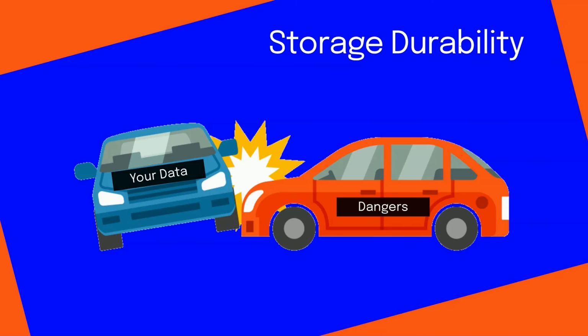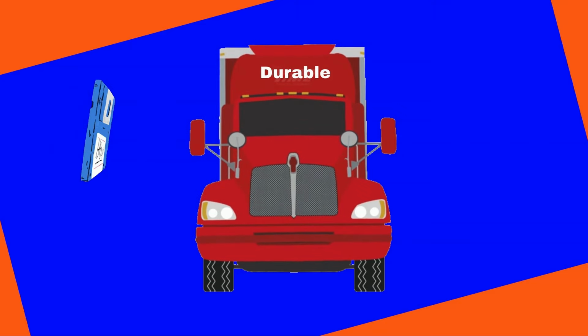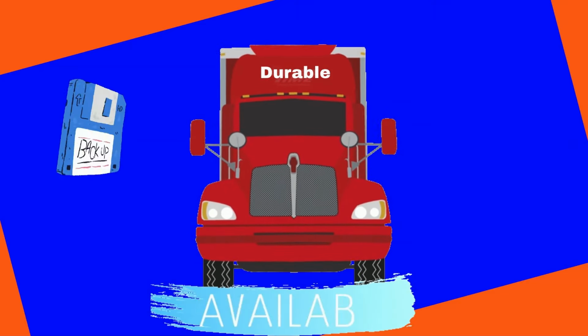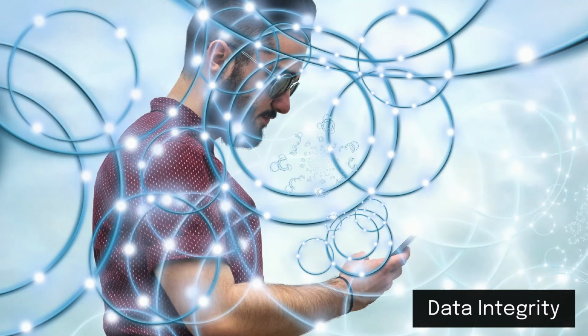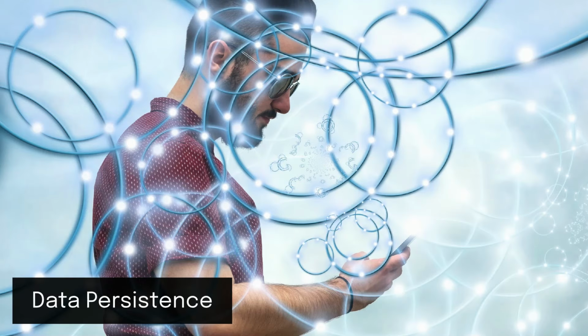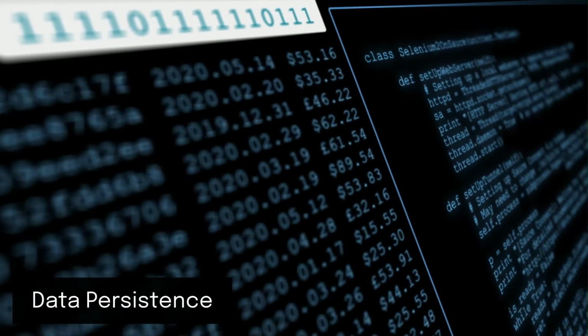Durability refers to the ability of a storage system to retain data consistently and reliably over time, despite potential hardware failures, software errors, or other disruptions. A durable system ensures that once data is successfully written or saved, it remains intact and accessible without corruption or loss. Implementing controls such as redundancy, error checking mechanisms, and robust data integrity measures employed within the storage infrastructure helps ensure durability.